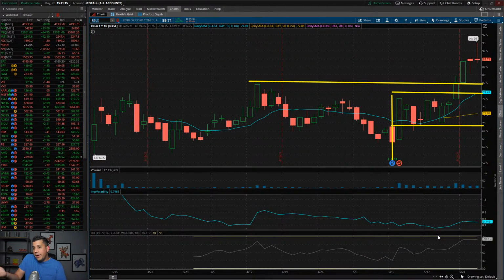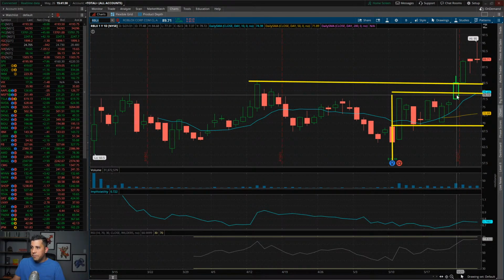Now, do you want to buy it up here? You kind of missed the move a little bit. You want to wait for the next setup. Right now, for me, there's not really much of a setup. It's 50-50. Could it go to the upside more? Sure. Could it come to the downside? Absolutely.